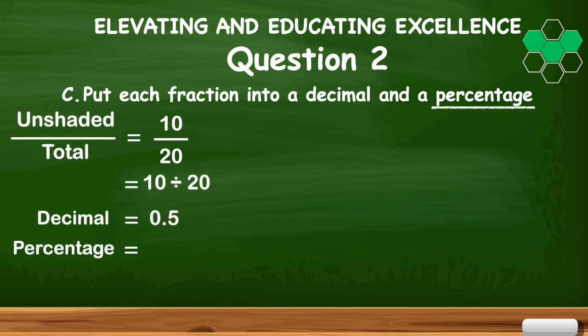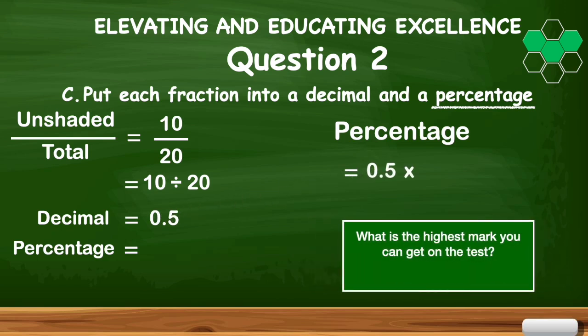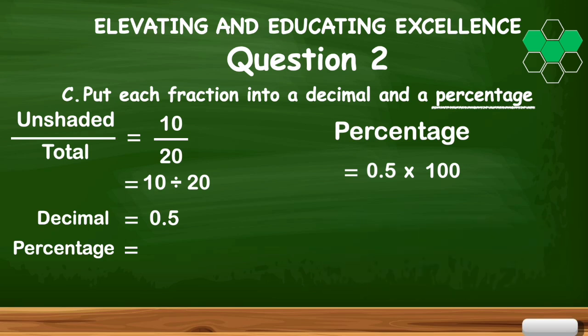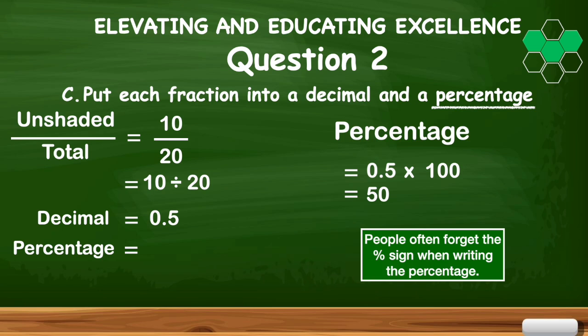Now let's find the percentage. When working with percent, we're going to use the decimal number, and then we're going to multiply it by the answer to this question. What is the highest mark you can get on the test? 100%. So you're going to multiply it by 100. 0.5 times 100 equals 50. People often forget the percent sign when writing the percent, so don't forget. The answer is 50%.